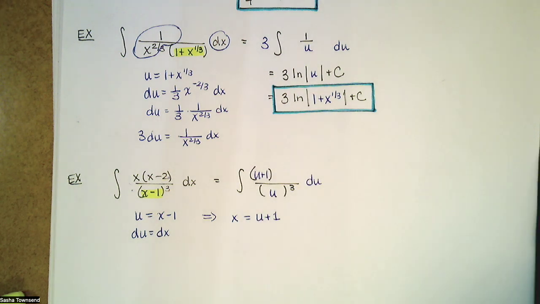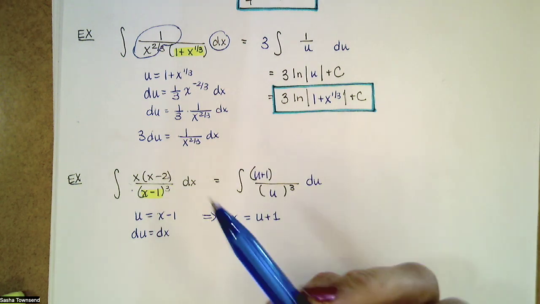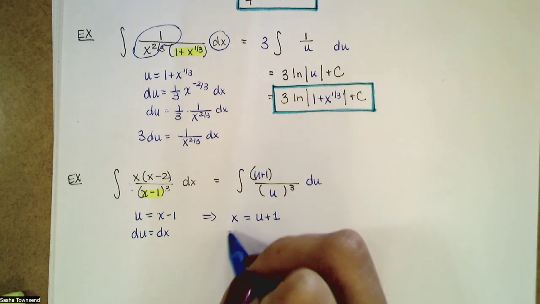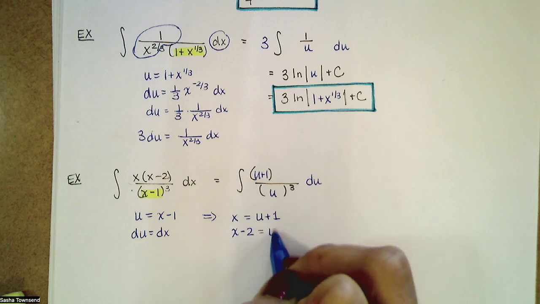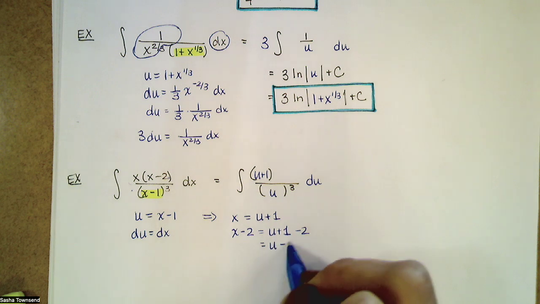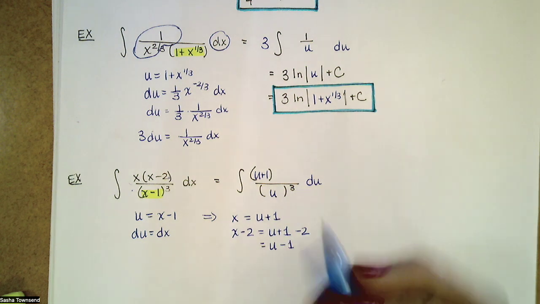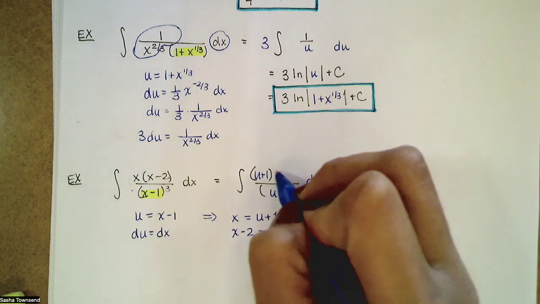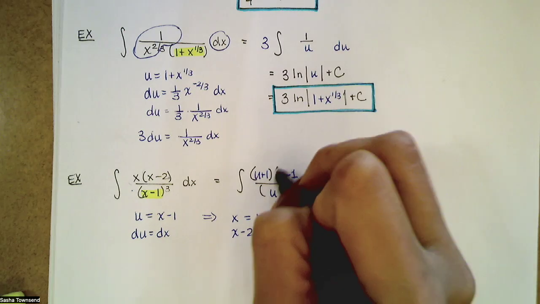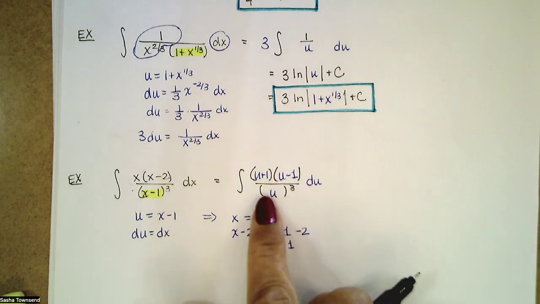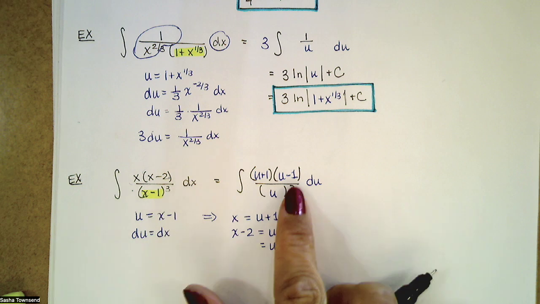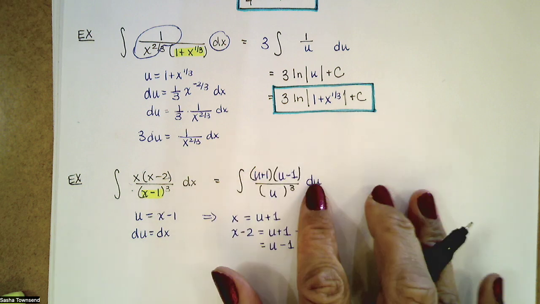And that's fine, as long as I also replace this x minus 2 with a function of u. Well, if x is equal to u plus 1, x minus 2 is u plus 1 minus 2, which simplifies to u minus 1. So x minus 2 is u minus 1. So we are literally replacing all of these functions of x with functions of u, and we replace that denominator with that u cubed. And then the dx was du, and we ask, do I have a rule for that?